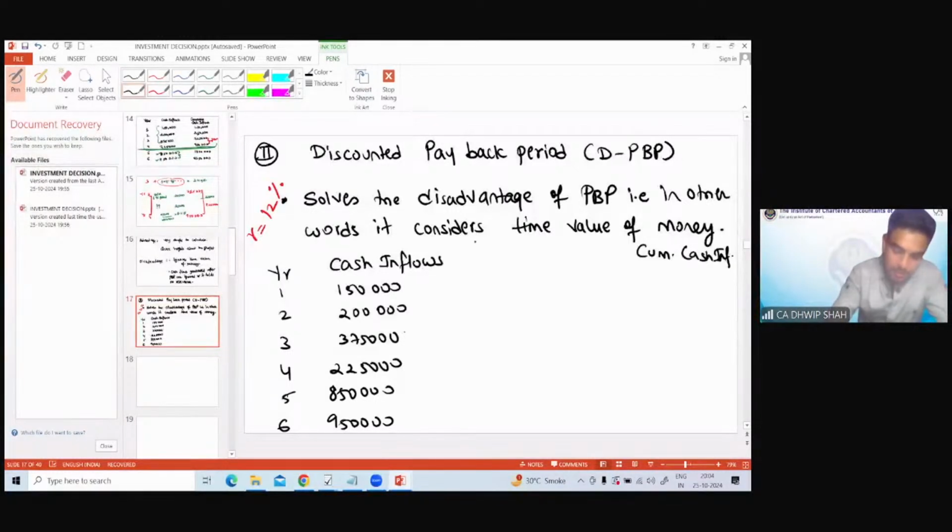But now, before calculating cumulative cash inflows, we need to find the present value of these cash inflows. Cash inflow is denoted by CI, so in future sessions I will just write PVCI, which is nothing but present value of cash inflows. So just get familiar with these short abbreviations. My rate is 12%. My cash inflow for year 1 is 150, so the present value of year 1 cash inflow would be 133,928.57.